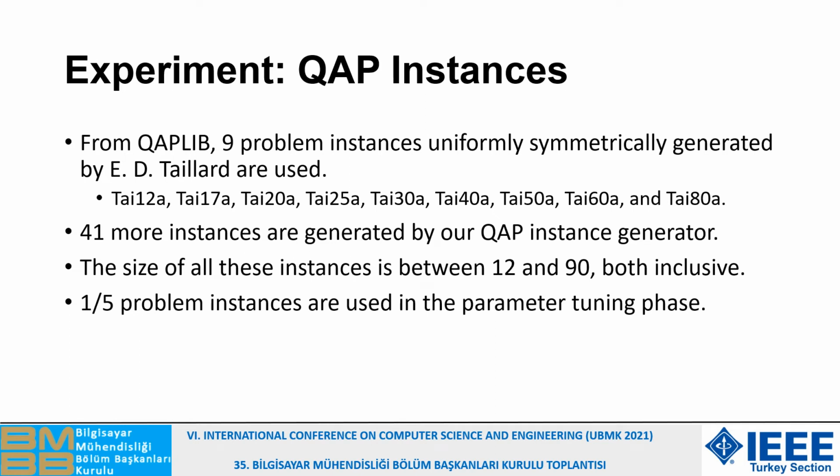In the experiment phase, we used 50 QAP instances, with sizes between 12 and 90, both inclusive. Only 9 of them are taken from the QAPlib, which is a quadratic assignment problem library containing various problem instances and optimum results. We implemented a random problem instance generator, and created 41 more instances similar to Taillard's instances. We used 1/5 of the instances to tune the SA and the GA parameters of the improved hybrid GA.